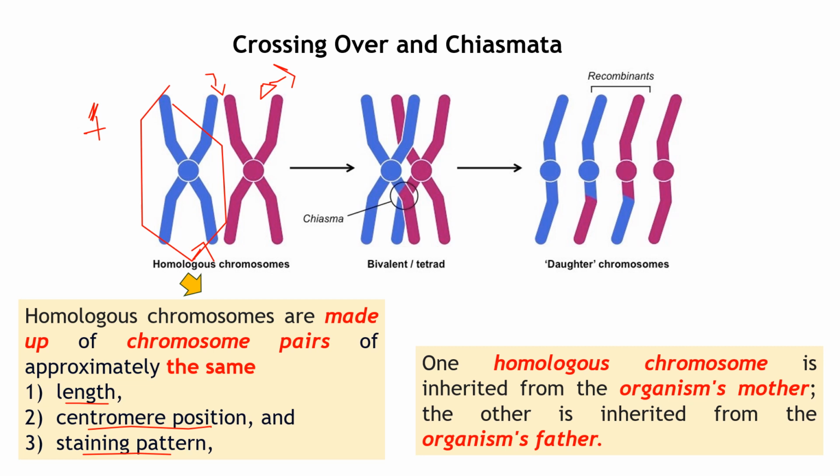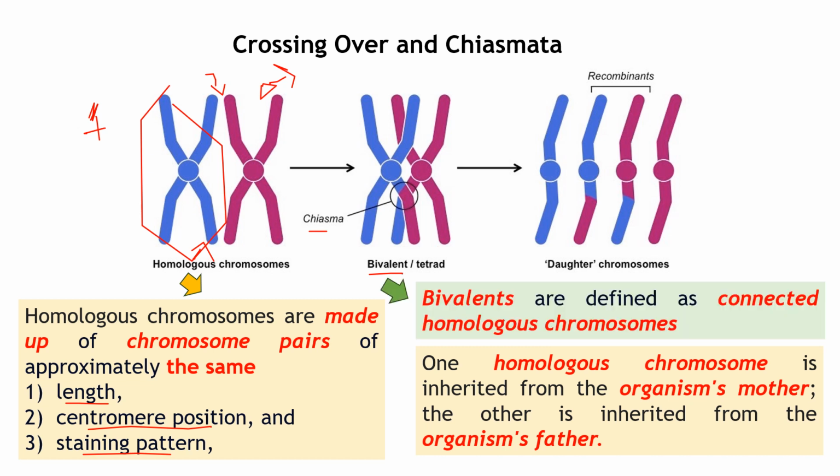Now let's talk about this one. In the beginning, we have homologous chromosomes. Now the chiasma was formed, and now you have bivalent. These bivalent chromosomes are defined as connected homologous chromosomes. They are connected. The physical point of connection is the chiasma. It's a related topic, but the homologous chromosomes in the first section are non-bivalent. They become bivalent when the chiasma forms.